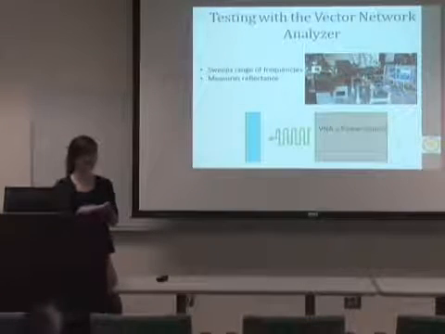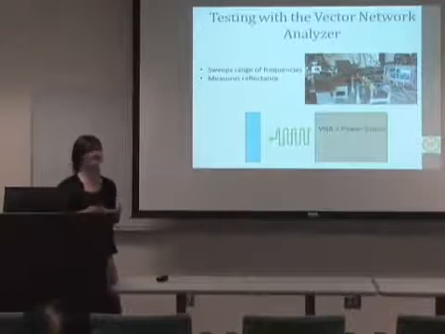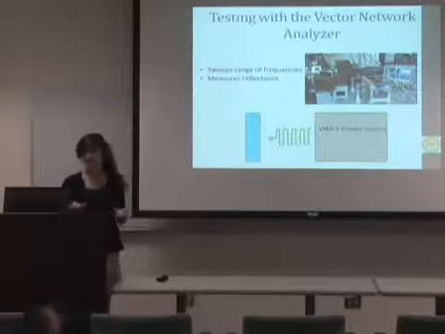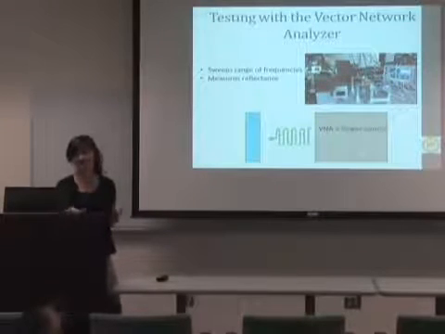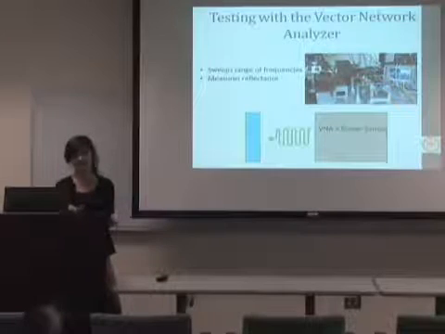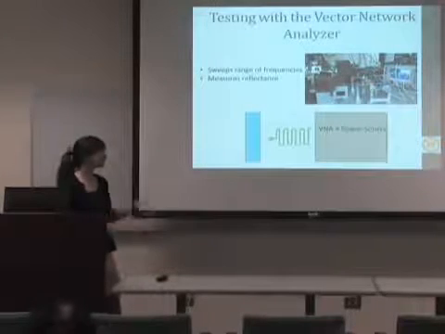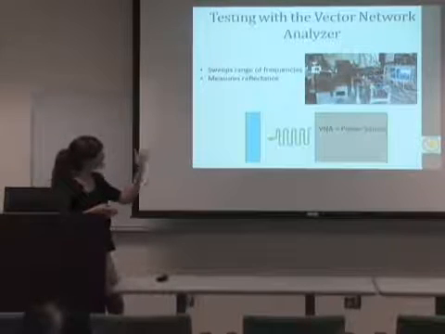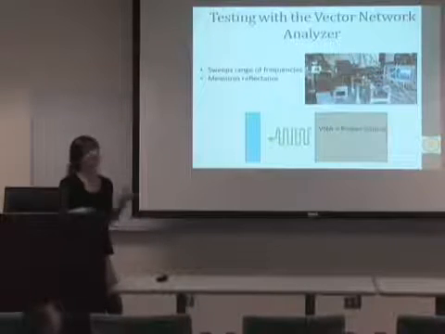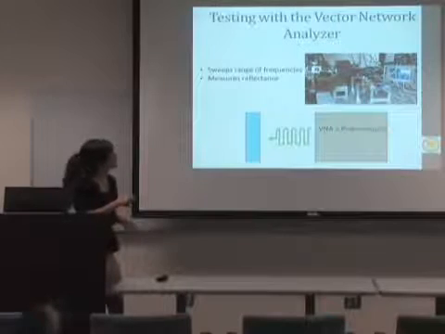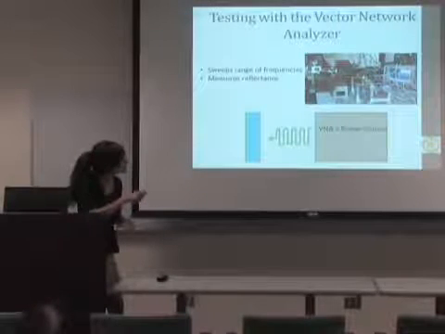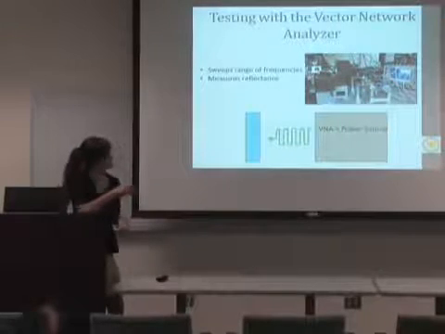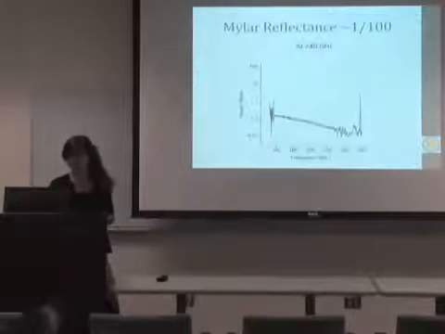So in order to test these absorbers, we use something called a vector network analyzer, which sweeps a range of frequencies of light so that we can test or measure the reflectance. So really simply put, we have the VNA and a power source that emits the light. Light waves come and hit our sample, which in my case is the absorber. So in this picture, here's the VNA, and the absorber is mounted right there.